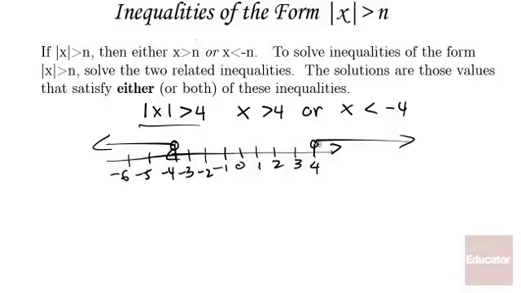When you're solving inequalities in these two forms I just talked about, the first thing is to stop and look at which form I am dealing with: the absolute value of x is less than n, or the absolute value of x is greater than n. And then think about the separate approach for each.